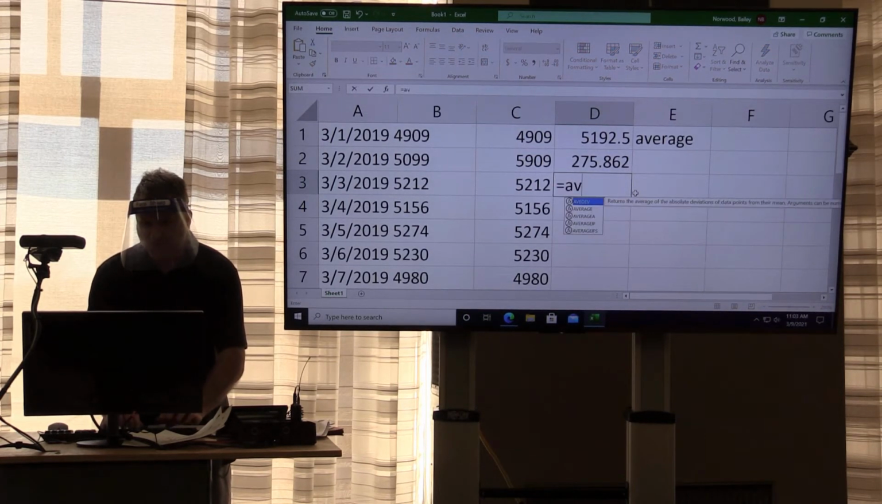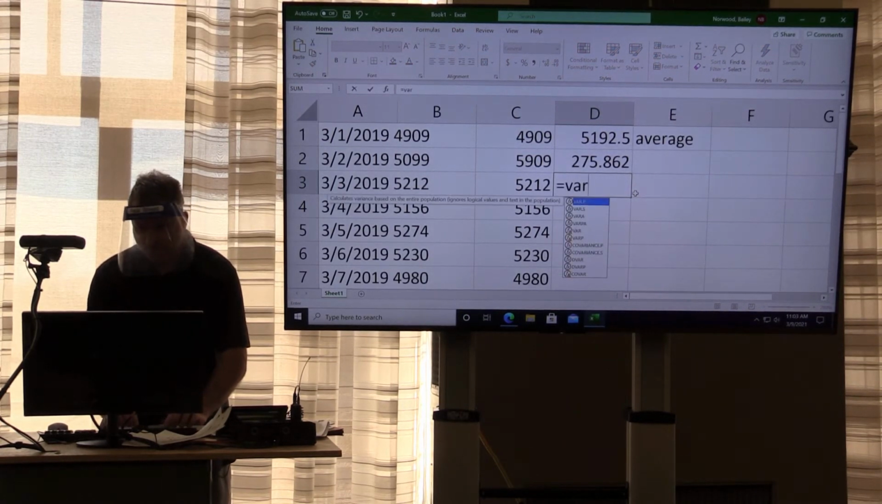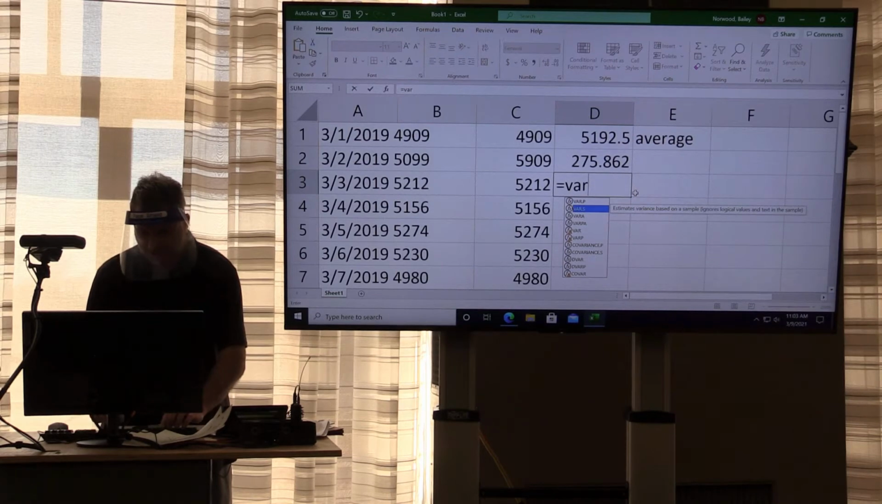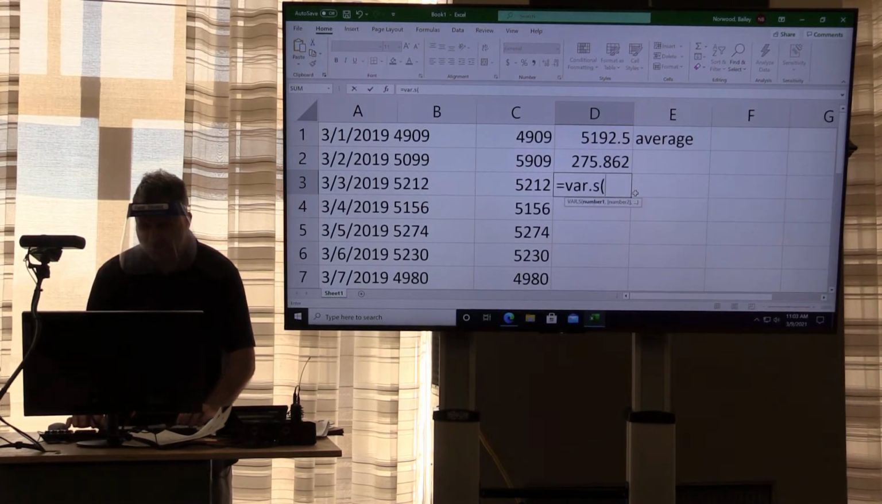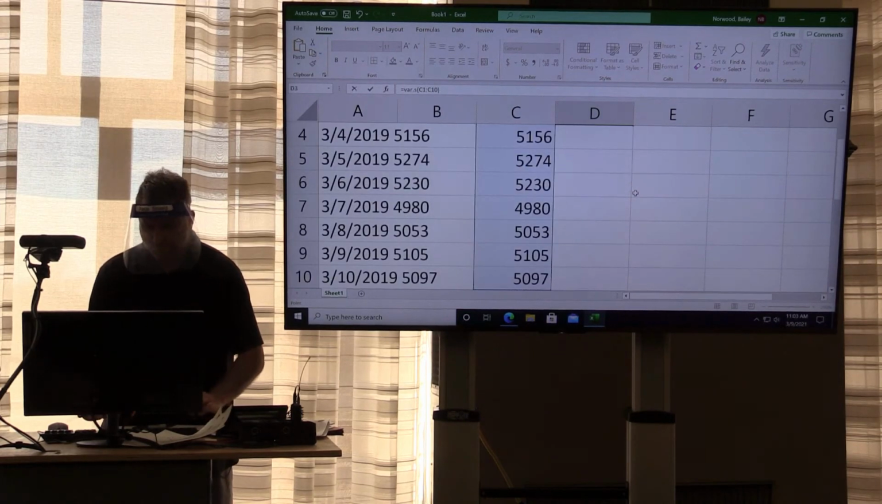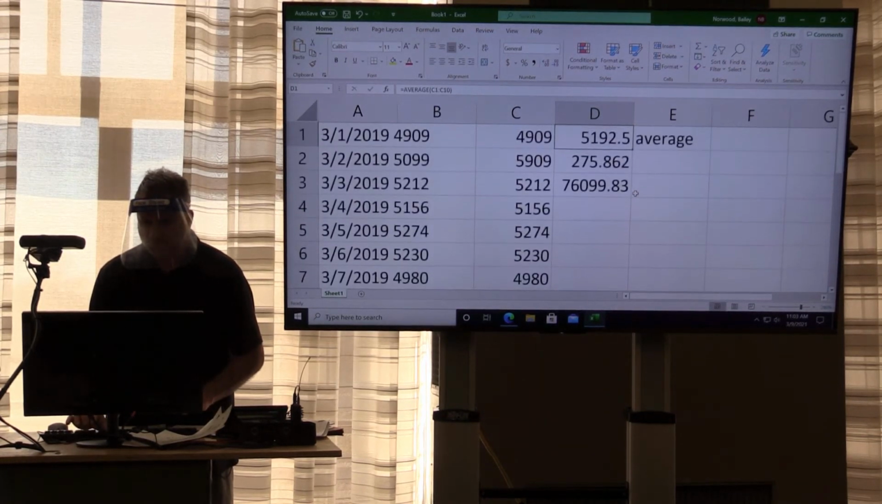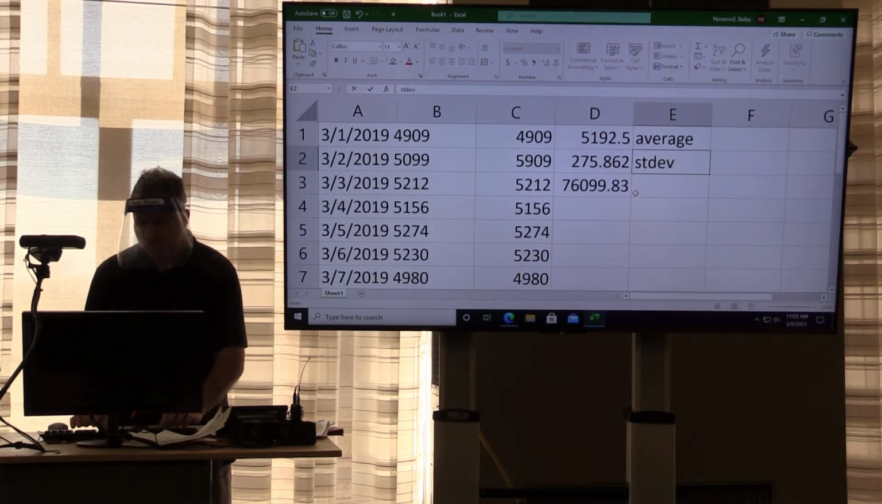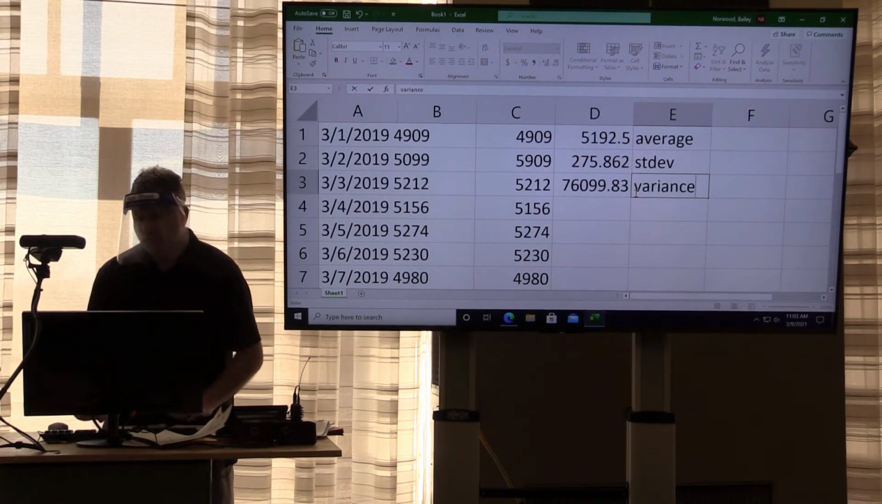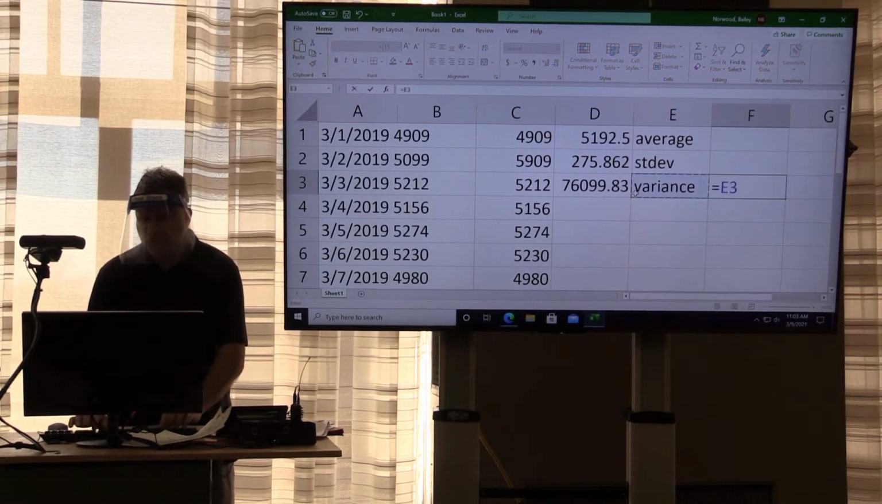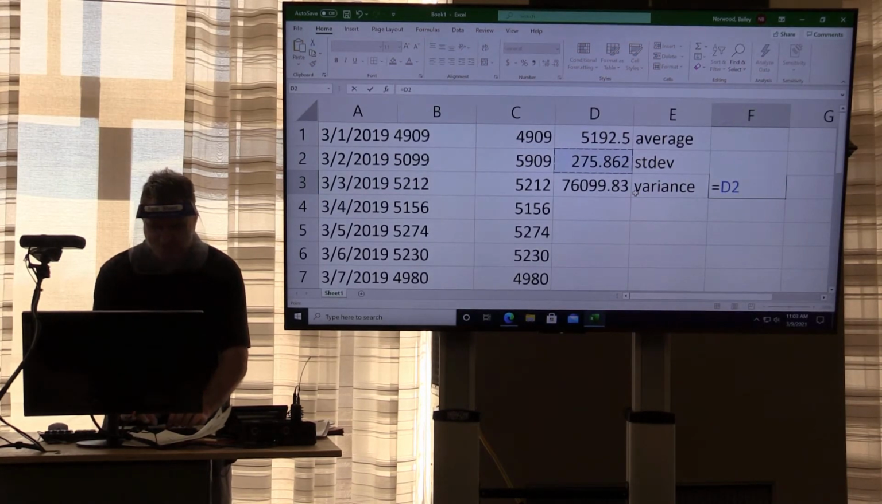And it can also give you the variance, VAR.S, for the sample variance. So that's the standard deviation. This is the variance. And of course, if you did it right, if you square the standard deviation, you should get the variance.